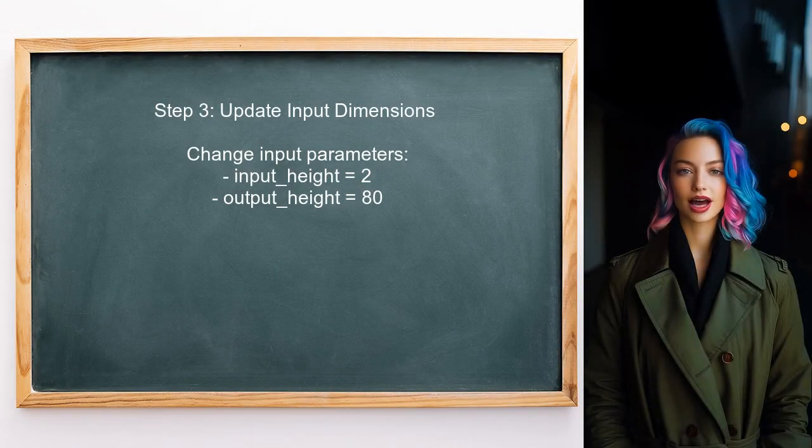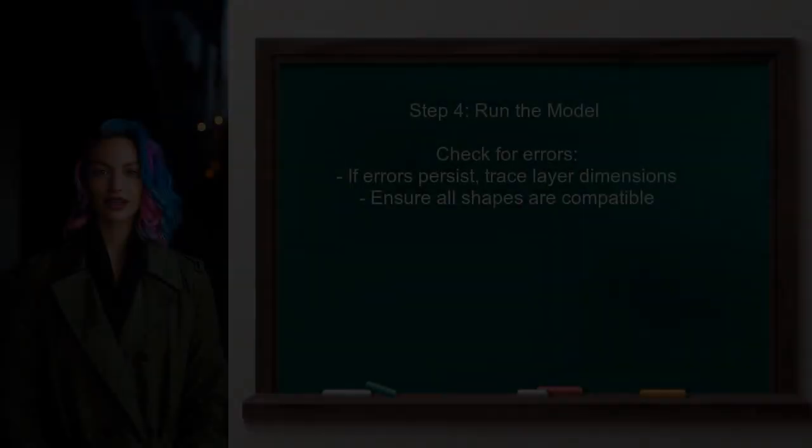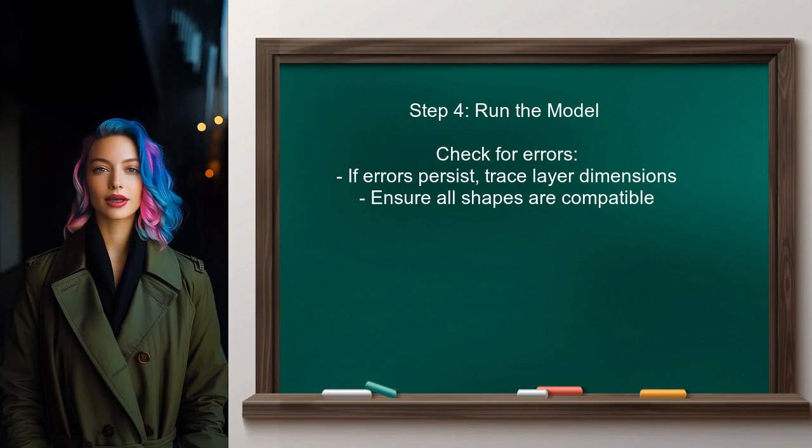Now, the user must update the input dimensions for the generator. This means changing the input height and width parameters to match the new data shape of 2x80. Finally, the user should run the model again to check for any remaining errors. If the same shape error occurs, they may need to trace back through the layers to ensure all dimensions align correctly.